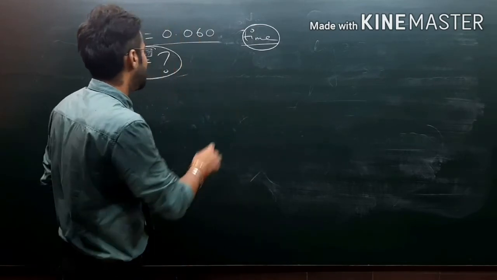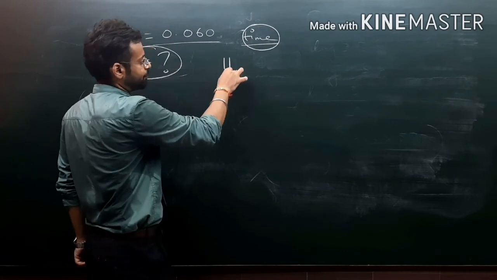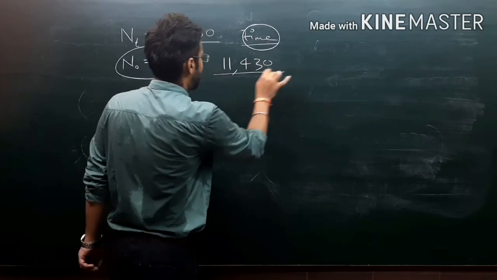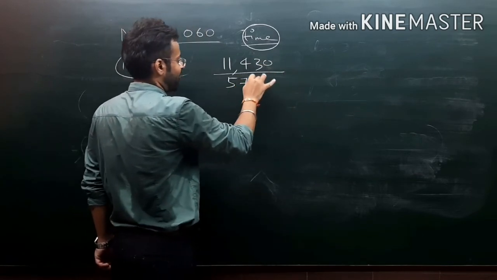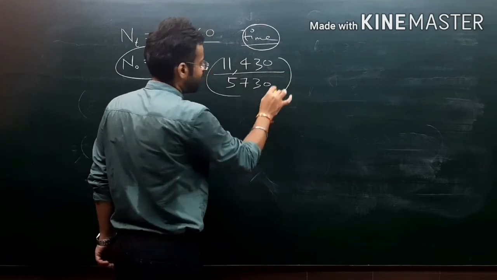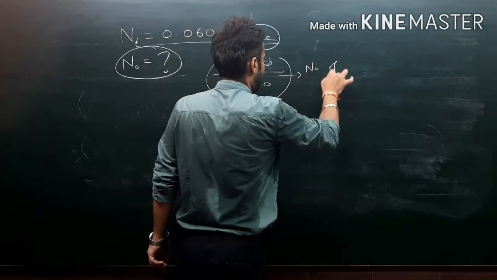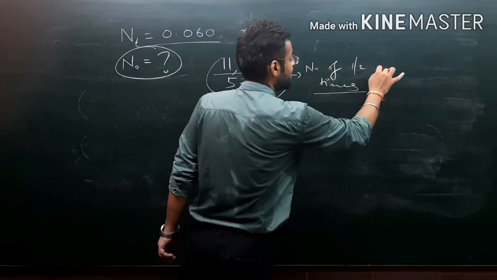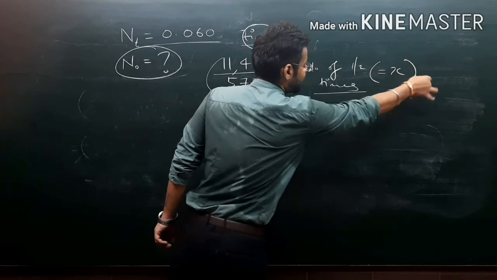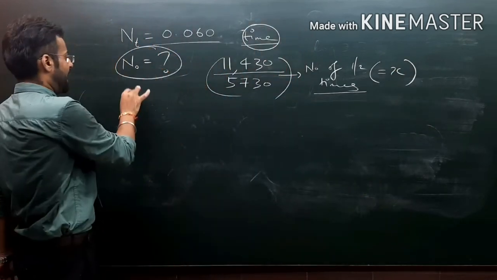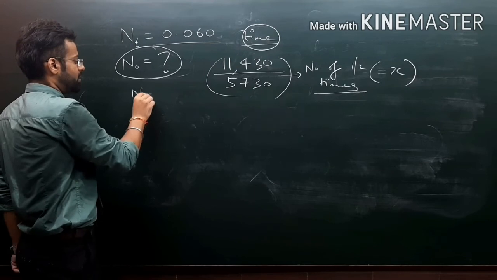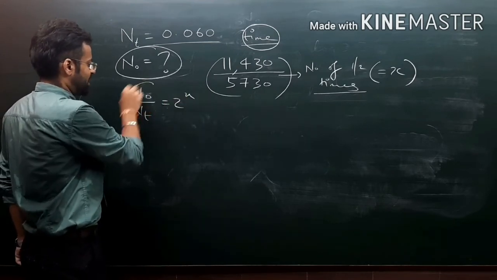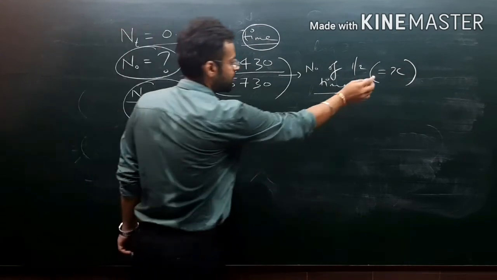How will we calculate that? Very simple. We'll divide this 11,430 by the half time of carbon 14, that is 5730 years. And this will give the number of half times passed, means this will give us the value of x in our formula, N0 upon Nt is equal to 2 to the power x. This was our formula, and we will get x from this.